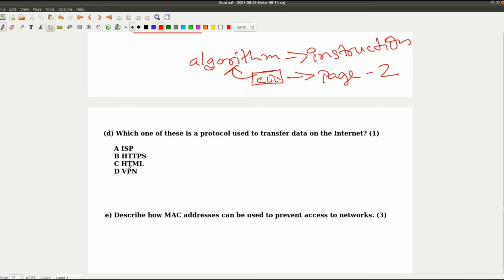Another one is HTML. HTML is used as a markup language. So if you want to build a web page, then you need HTML. ISP is also another internet provider, so I'll not go with it. So how do we transfer data on the internet? We transfer data on the internet using HTTPS. If you search on Google for a certain website, you can see HTTPS written. Okay, go for the next question.